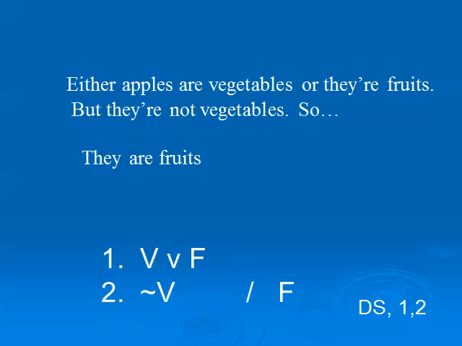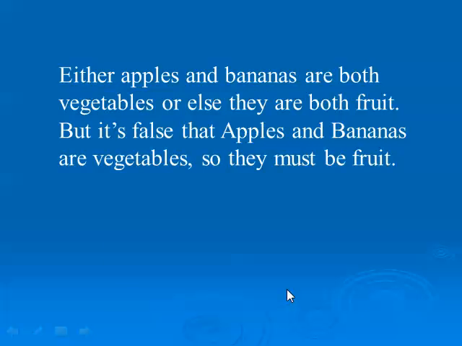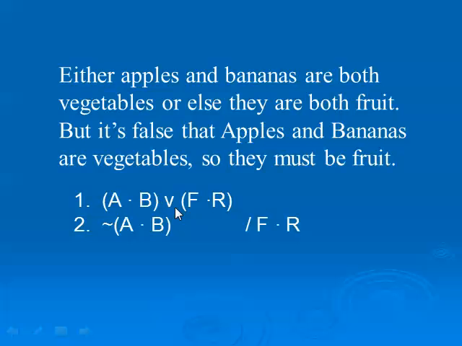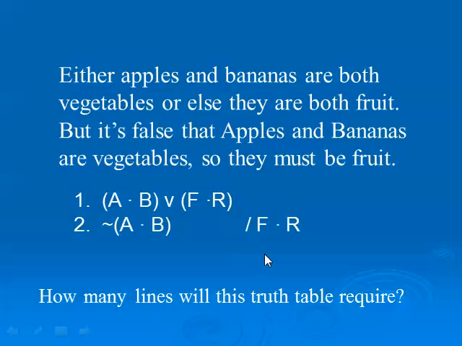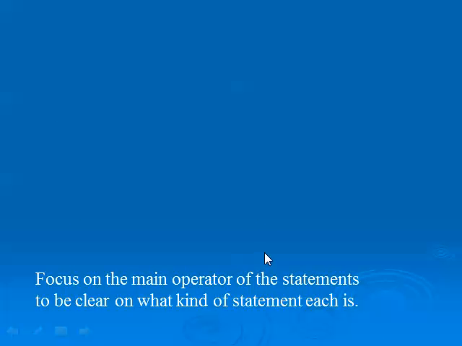That is a wedge, and the negation of one of the statements joined by the wedge yields the other statement. So here we have exactly the same thing. A wedge statement and the negation of one of the statements yields the other statement. I'm going to call that disjunctive syllogism. So we focus on the main operator of the statements to be clear on what kind of statement each one is. Here, for example, P.Q is a conjunction.